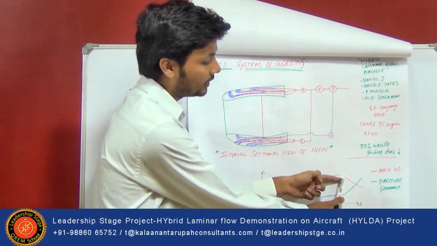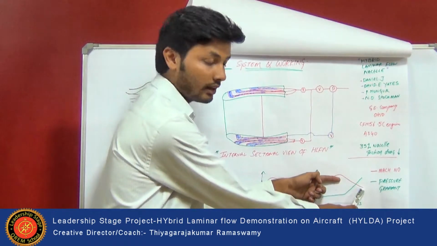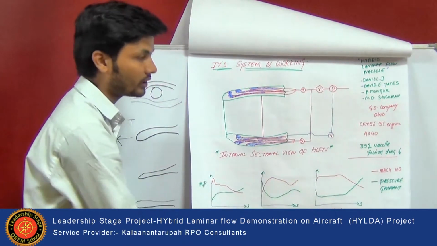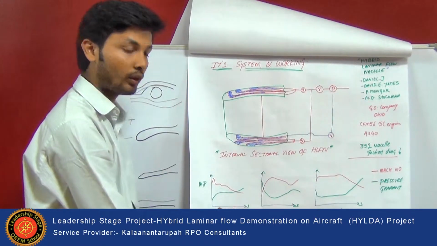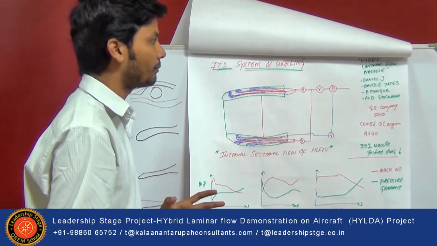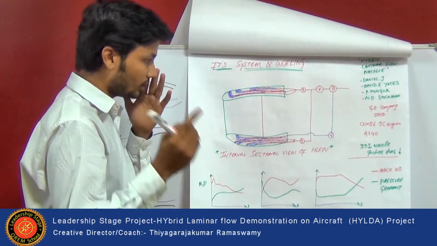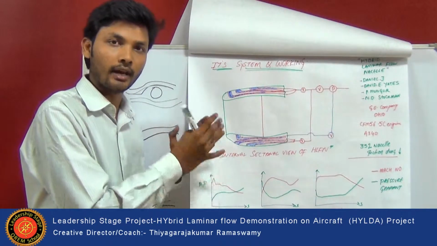Even when the flight is landing, the whole Mach number will decrease, but still that can be maintained to the level. So this is the actual difference they calculated between the conventional nozzle, natural laminar flow, and the hybrid laminar flow. So this is the actual work done on the hybrid laminar flow by the scientists.